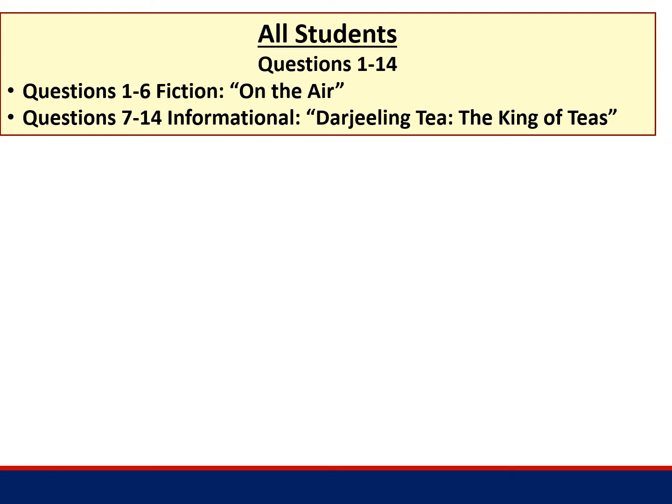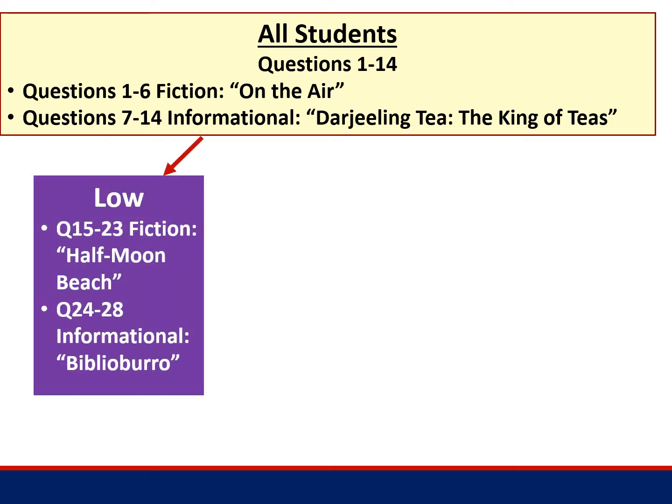So after they took the first 14 questions, they were directed into a low, medium, or high route. The majority of our students did go into the low route. So let me show you what was on there. If students were routed into low, they got another fiction piece for questions 15 through 23, and the title of the selection was Half Moon Beach. Thereafter, questions 24 through 28 were from an informational piece titled Biblioburro.